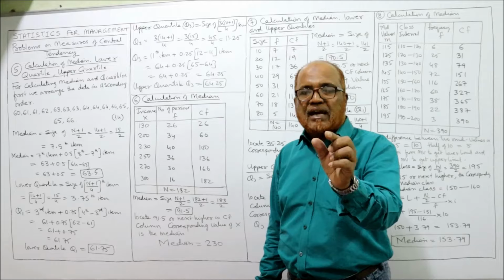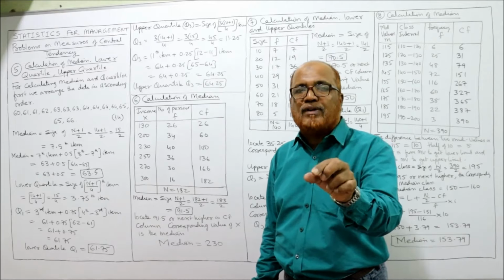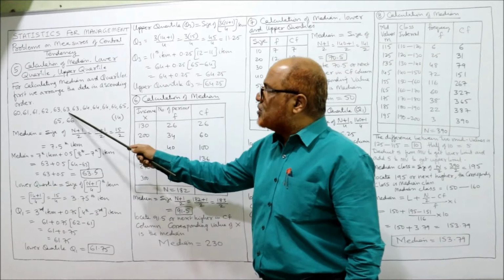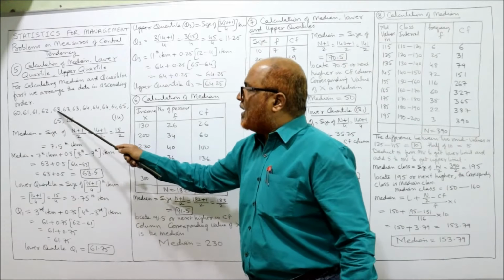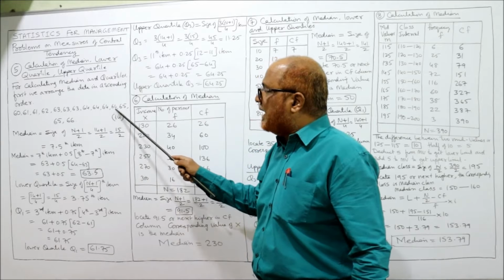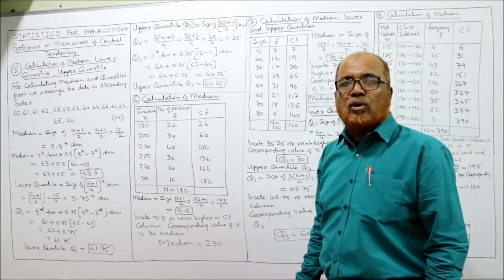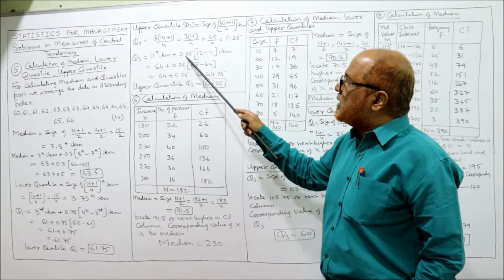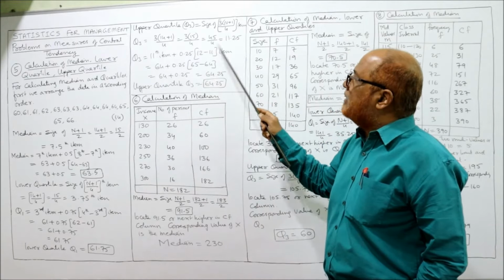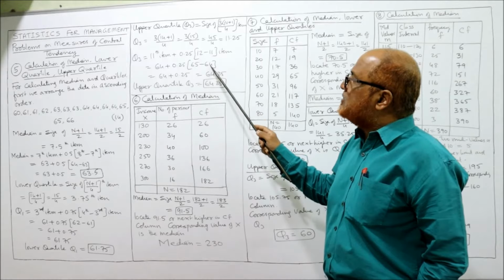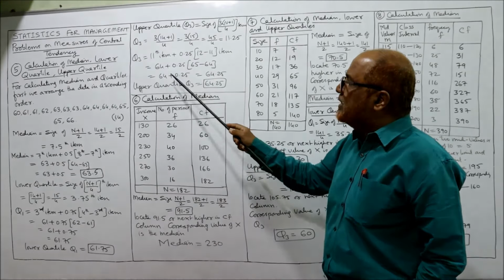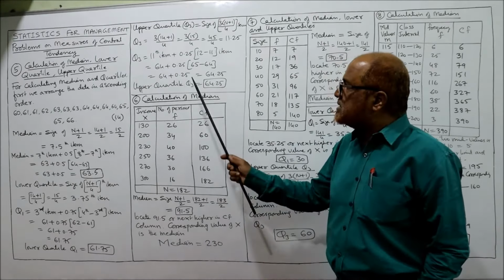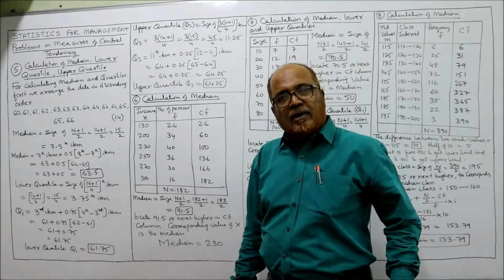That means the 11th item plus 0.25 into (12th minus 11th). If you see here, 1, 2, 3, 4, 5, 6, 7, 8, 9, 10, 11, the 11th item is 64 and the 12th item is 65. So 64 plus 0.25 into (65 minus 64). 65 minus 64 is 1, 1 into 0.25 is 0.25. So 64.25 is the upper quartile, that is Q3. That's all.